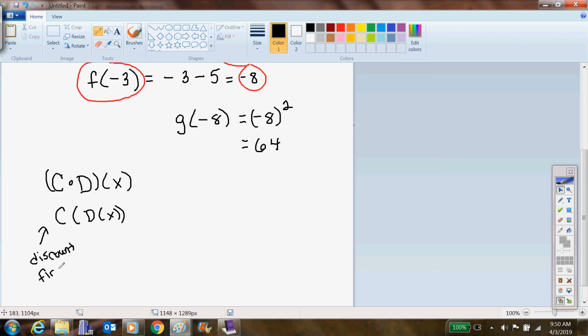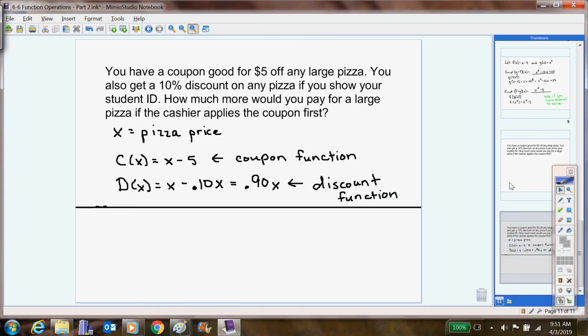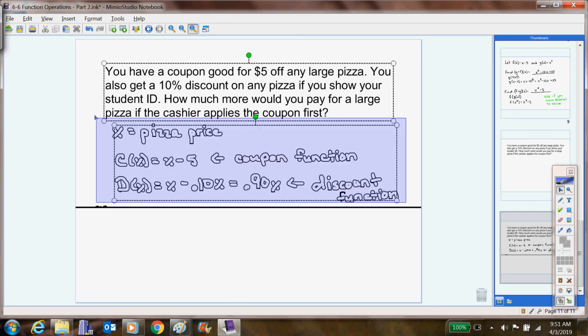So what would the one that does coupon first look like? D of C of X. Because this is discount, the coupon, because you're working from the inside out, gets applied first. So let's figure it out with the discount and the coupon and figuring out which is which. We had our two functions. Let's bring them forward so that we can see this all happening on one screen.